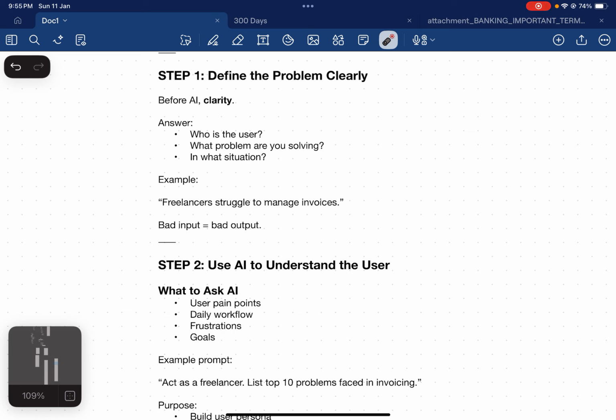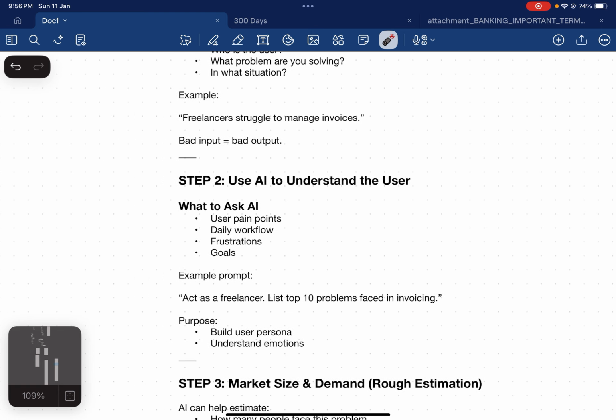Okay, so step one is to define the problem clearly. AI wants clarity, AI wants a good prompt. So before AI, you should have the clarity. Who is your actual user? What problem are you solving, and in what situation? For example, freelancers struggle to manage invoices. Now you are solving that problem, and you have to talk with the freelancers as well. But how can AI help you in that? Bad input equals bad output.